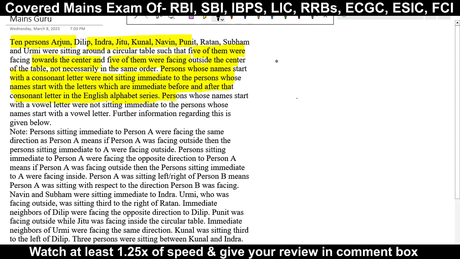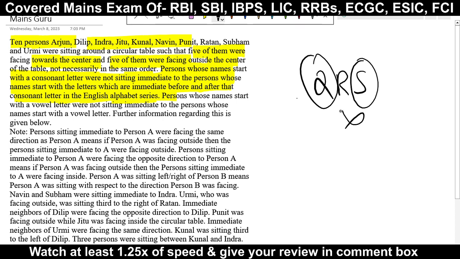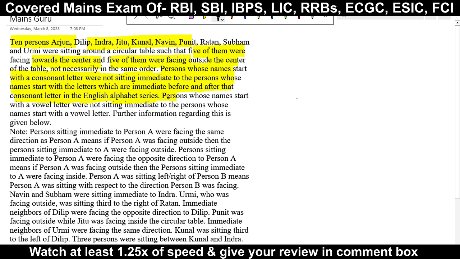What is the meaning of this? It wants to say that if a person's name starts with any consonant, let's say R, then what alphabets come just before and after it? P, Q, R, S. So Q and S will not come next to R. These both should not be together with R. We have to keep this in mind.